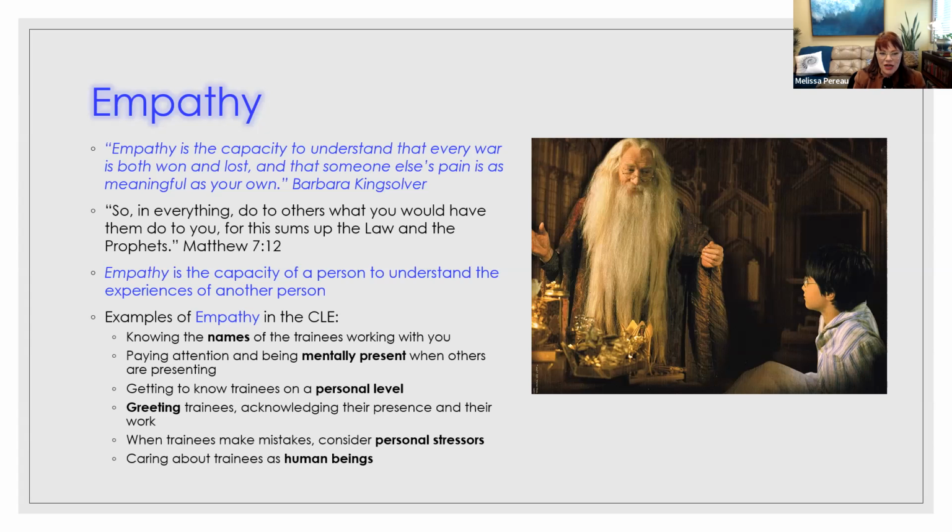And yet, knowing people's names is really important. It shows them that they are valuable. It shows them that they're human beings. Being able to pay attention when others are giving presentations and not being on the phone. Being able to come in and say good morning and how are you doing, and asking trainees about their lives.